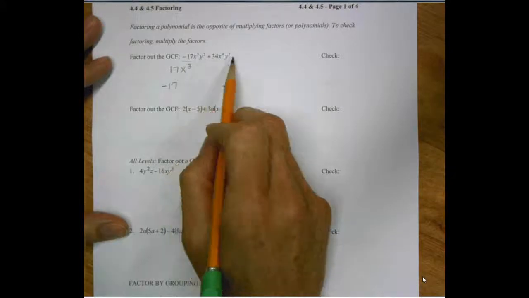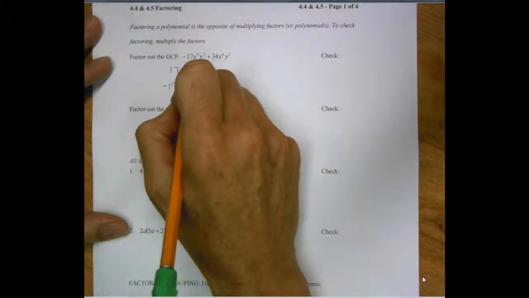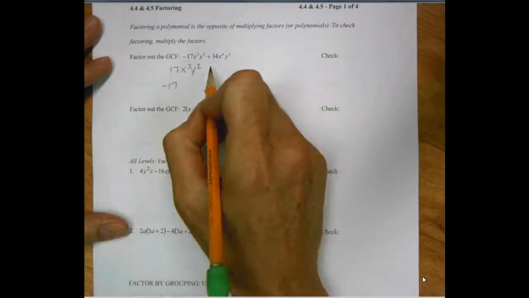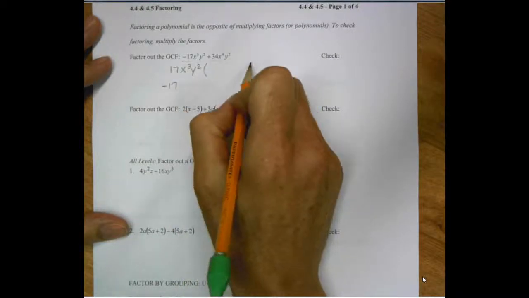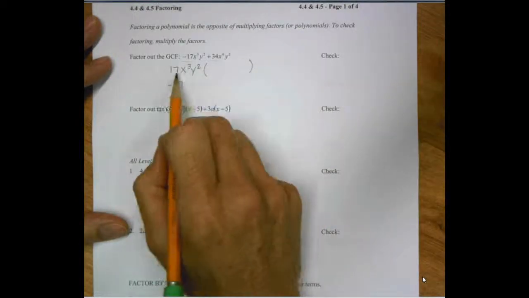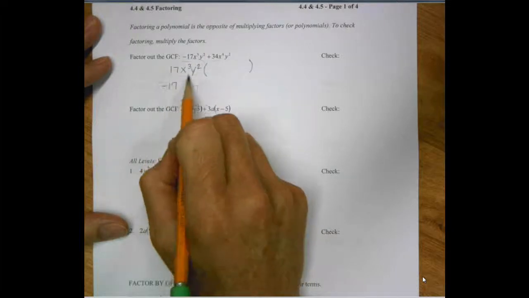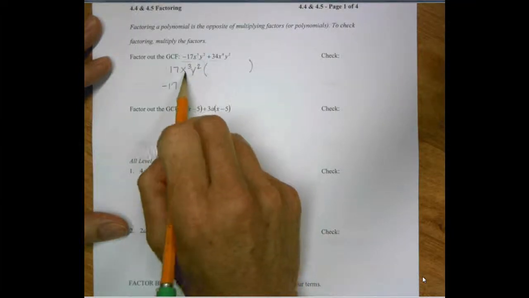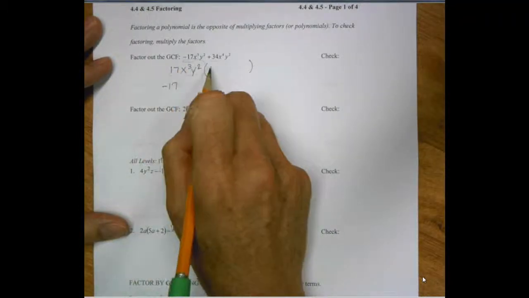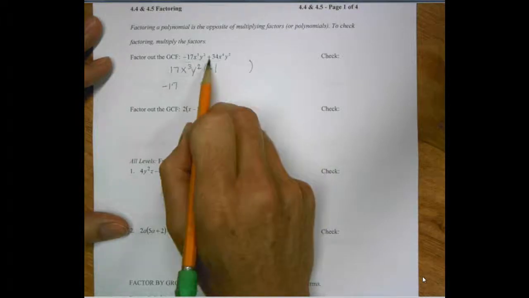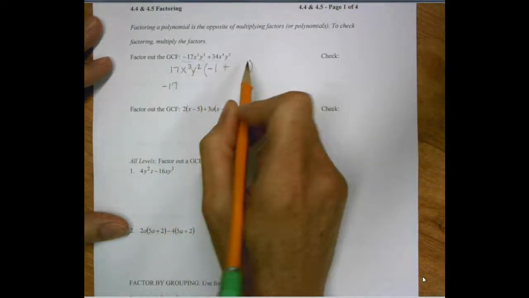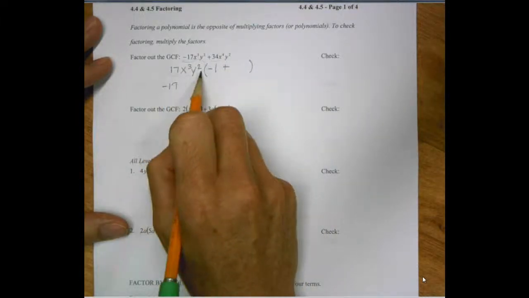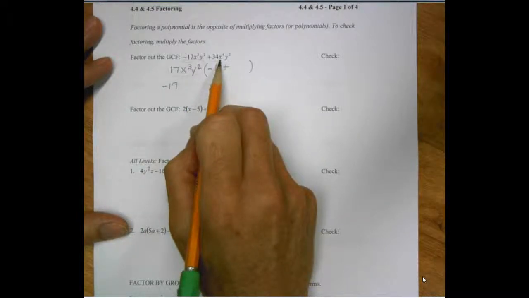And then for the y, I see I have a y squared on both, so I'll put a y squared there. Then I'm going to put parentheses and put what I need to multiply this greatest common factor by to get this first term here. And since my variables match exactly, my 17's the same, all that I need is that negative, so I'll make it a negative 1. And then I want to add in whatever I have to multiply by this greatest common factor in order to get this term.